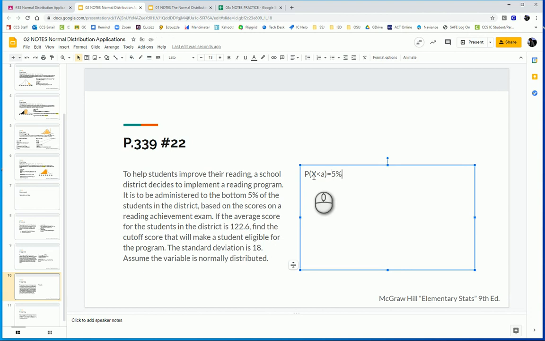So we're going to use, oh, and the mean, we need that. Mean equals 122.6. Standard deviation equals 18. So use norm.inverse, and it's already left-sided, so we don't need to change the probability, so we just put in 0.05, comma the mean, which is 122.6, comma the standard deviation, which is 18. And that should give us our answer.